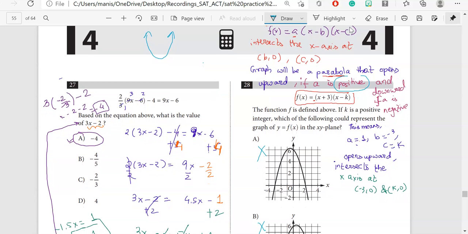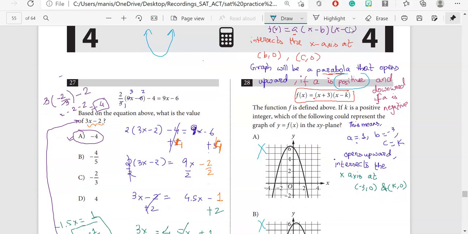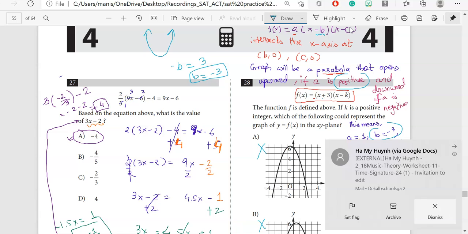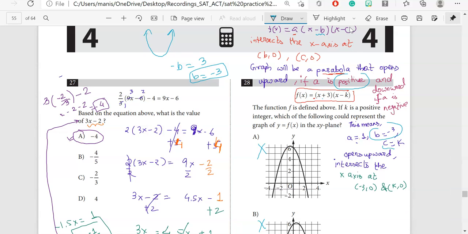Now this means a is equal to 1. Yes, a is 1. The value of b is negative 3. Why negative 3? You can see in the formula, this is negative b, that's a positive 3. You write it like this, negative b equals 3. Divide by negative 1, b is equal to negative 3. Similarly, I got c as positive k.